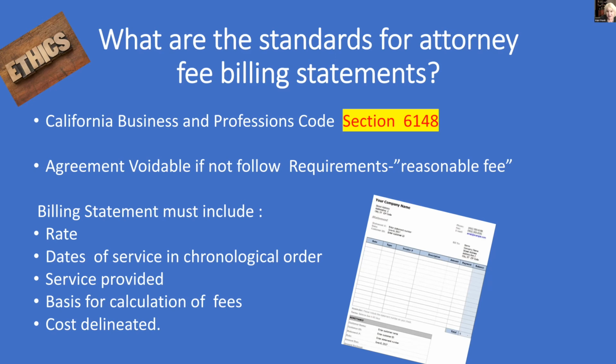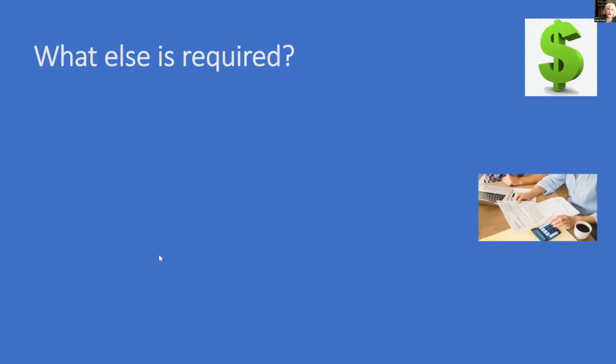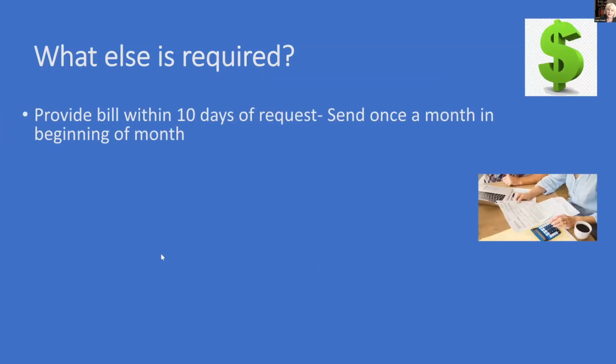If you do hourly billing, if you do a contingency fee, you need to clarify that in your billing statement of what your costs are. Okay, what else is required? Well, you must provide the bill within at least 10 days of the request by your client.